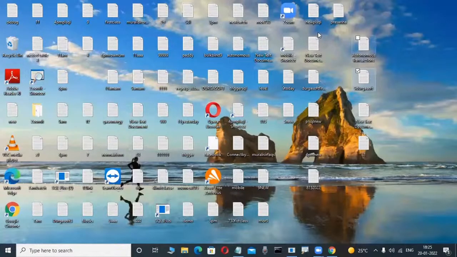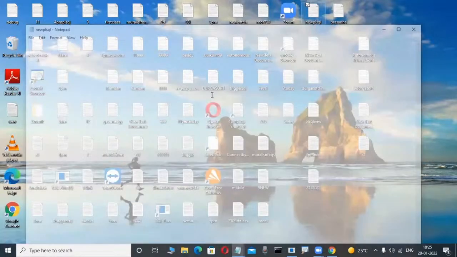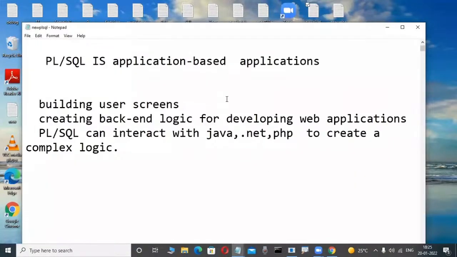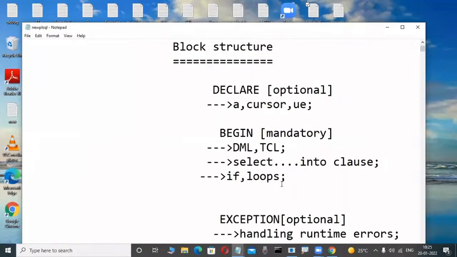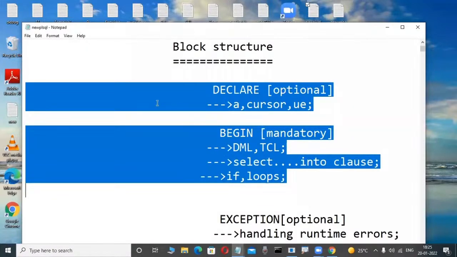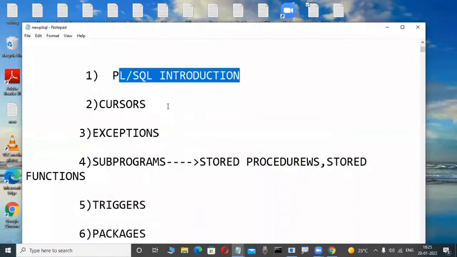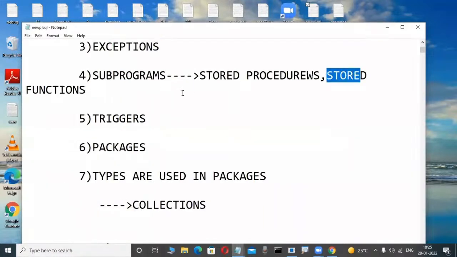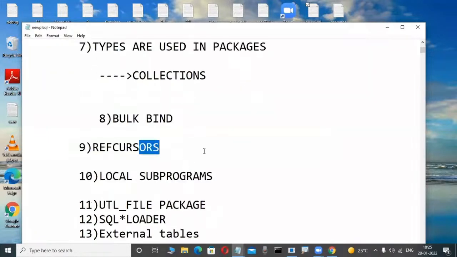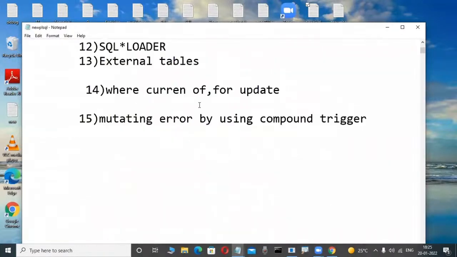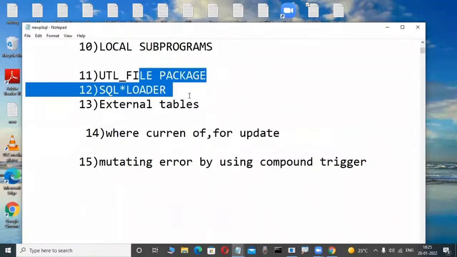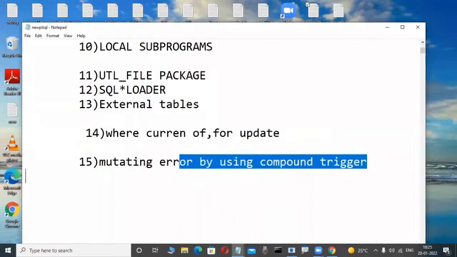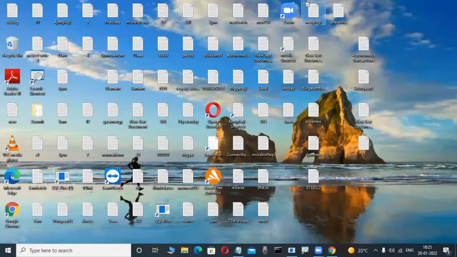Again, PL/SQL means a little bit of coding is there. Don't be afraid, this is PL/SQL. In PL/SQL there are cursors, exceptions, stored procedures, stored functions, triggers, packages, types, collections, bulk bind, ref cursors, local subprograms, UTL_FILE packages, SQL Loader, external tables. So many things like this. So much syllabus is there.